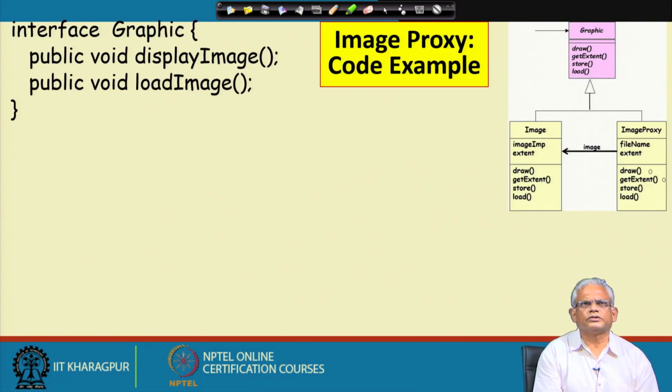Now, this is the rest of the code. Graphic is the interface, and this is the display image and load image. I have just written two of the methods, display image and load image.